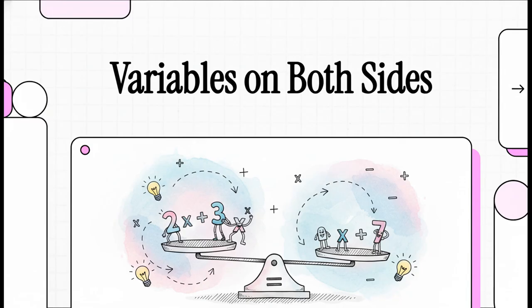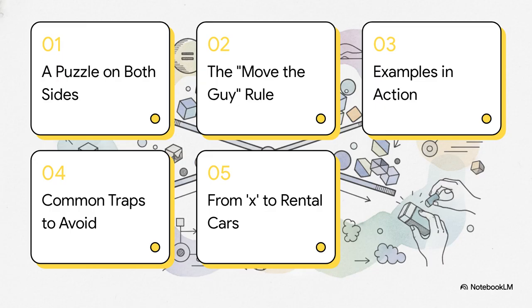Let's jump right in. So here's our game plan. First, we're going to look at this whole thing like a puzzle. Then I'm going to share a really simple rule to solve it. We'll walk through some examples together, and I'll point out a couple of common traps to watch out for. We'll wrap it all up by applying this skill to a real-world problem, taking you from confused to totally confident.